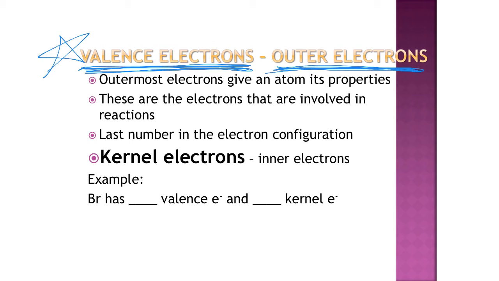The reason why we care so much about valence electrons is since they're the ones on the outside, they're the ones that will involve themselves in reactions. They will be gained, lost, shared to form different compounds. So they will give an atom its properties. So valence electrons are very important in determining the properties of the atom. Since they are the ones on the outside, those are the ones that are involved in the reaction. So we just look up the electron configuration and it's the last number.